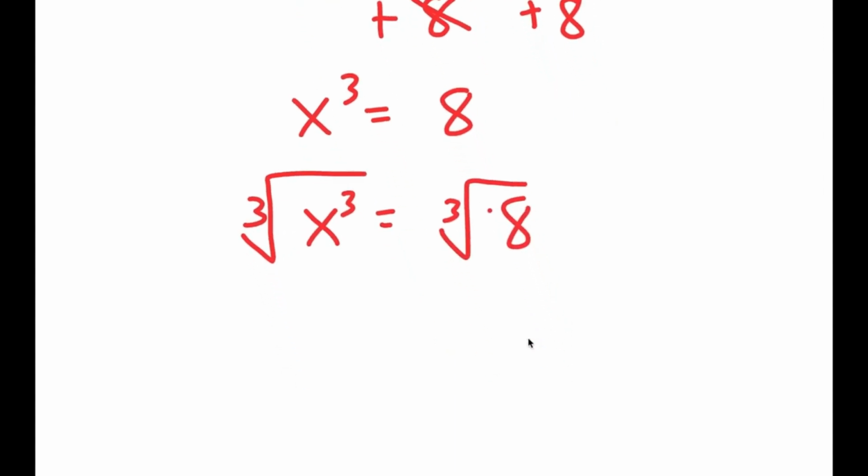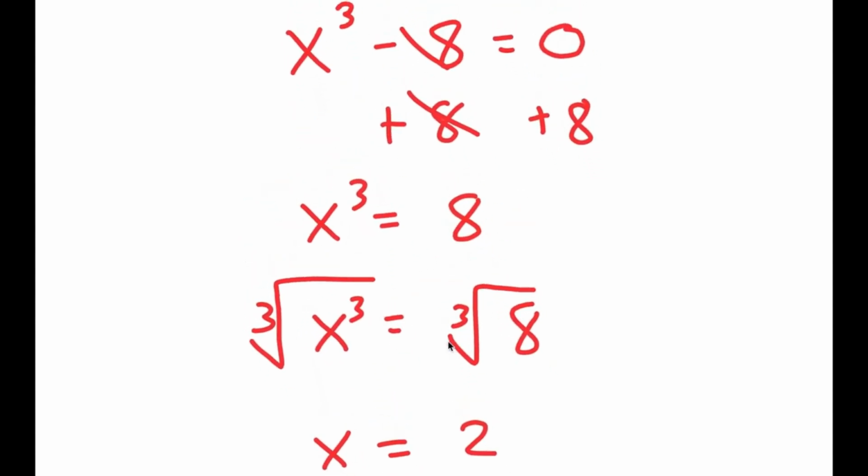So the cube root of x to the power of 3 is x, and the cube root of 8 is 2. So then they get x equals 2, which is a solution to this equation. But actually, there are more than one solution to this equation. So I'm going to rewrite my equation here, x to the power of 3 minus 8 equals 0.